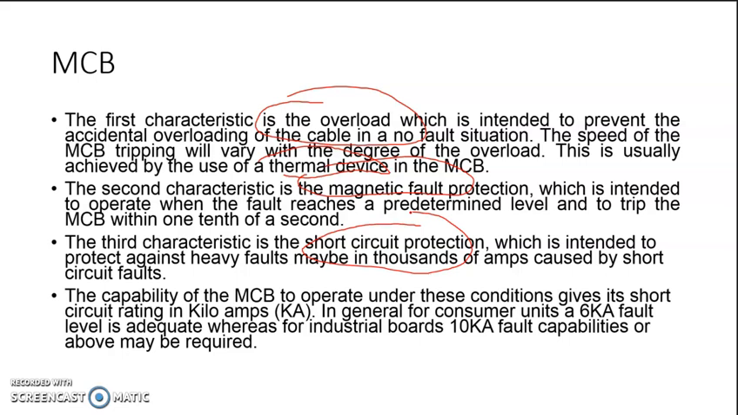a fault, heavy current will be flowing, and at that time you have to switch off the system in order to protect it. And the capability of the MCB to operate under these conditions gives it a short circuit rating in kiloampere. So we already discussed 6 kiloampere for domestic purposes and 10 kiloampere for industrial purposes may be required.